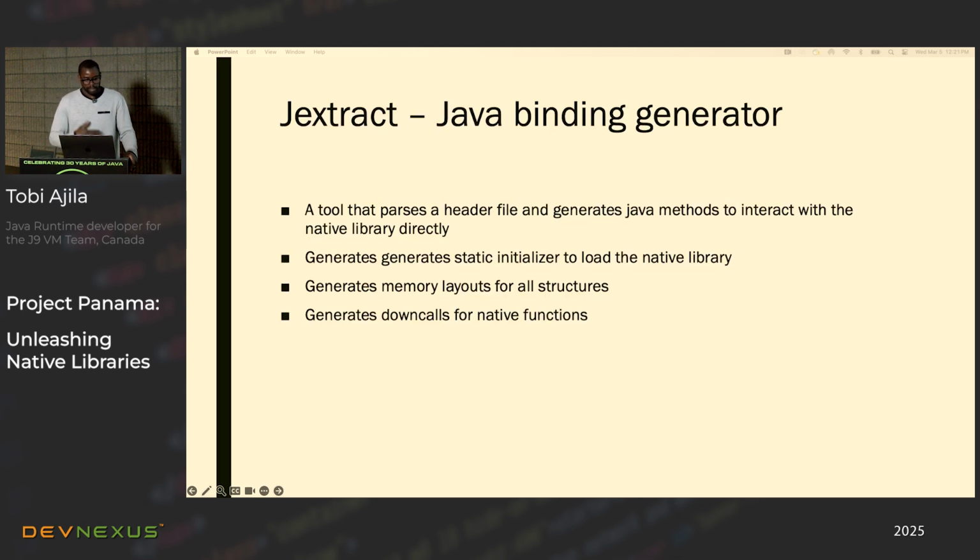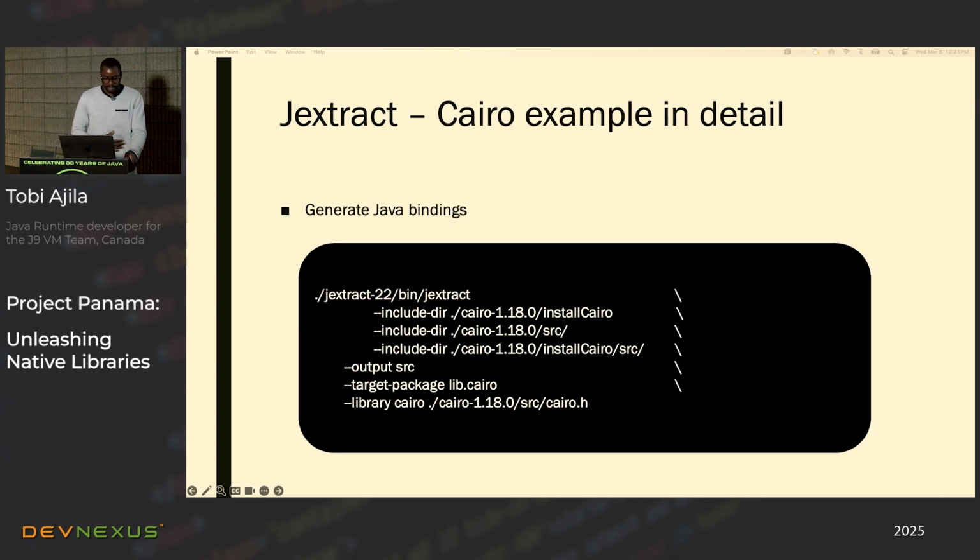It's a tool that parses header files and generates Java methods to interact with the native libraries. It also generates static initializers to do the library loading. Earlier we looked at how to load libraries and load symbols. All of that is taken care of under the hood, along with all the memory layouts for the structures, and the down calls for native functions. Using it is fairly simple.